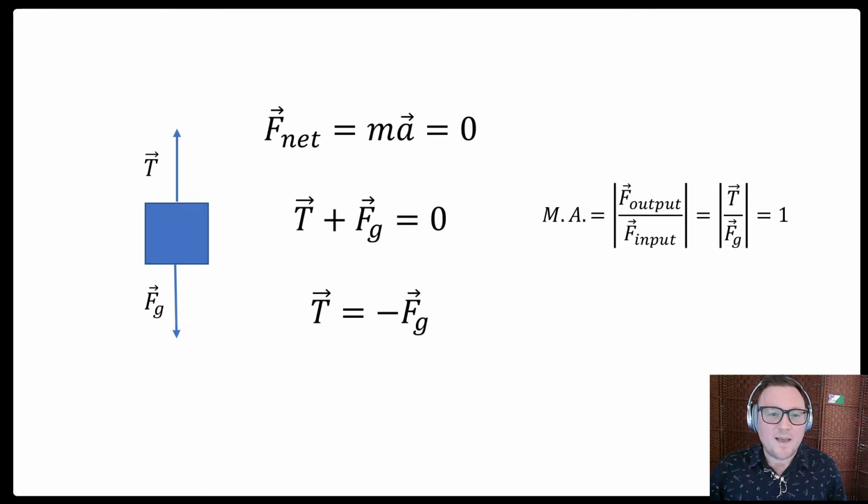We can do a mechanical advantage calculation. Let's call the force that the mass experiences the output force, and the force that we exert the input force. If we divide the output force by the input force, we get 1 because they are equal. Hence, this is a situation with a mechanical advantage of 1, or no mechanical advantage. Obviously, we shouldn't expect a mechanical advantage if we don't even have any mechanics.